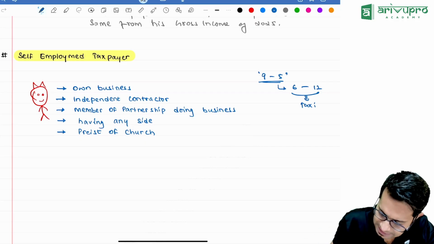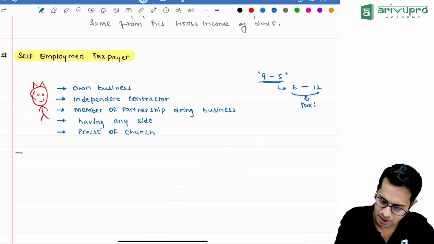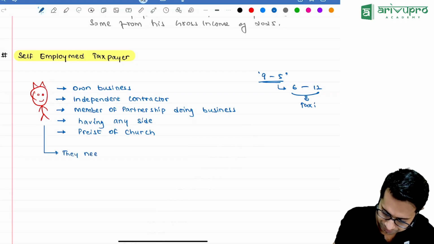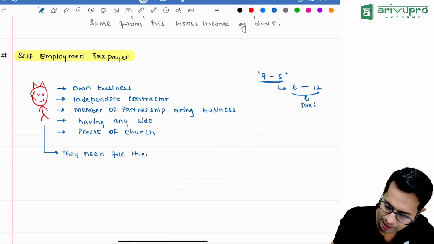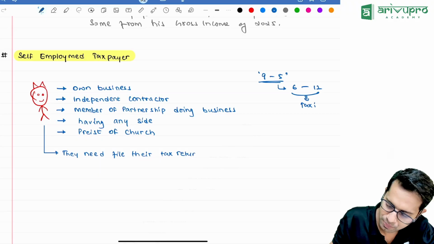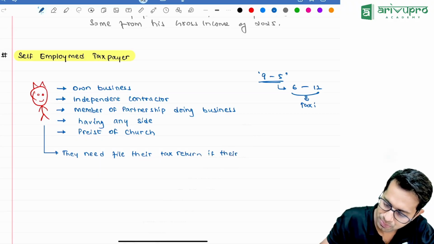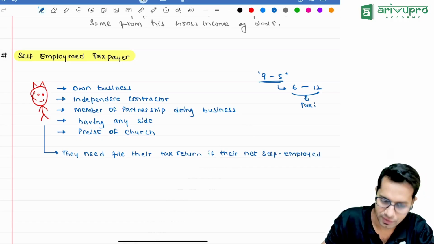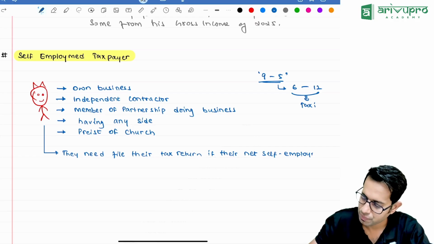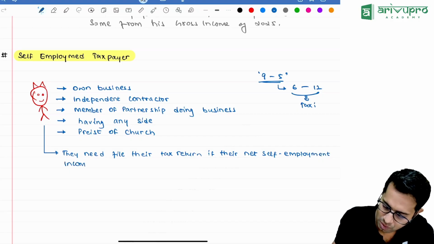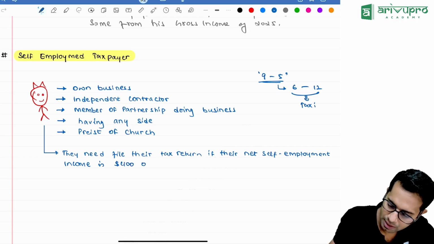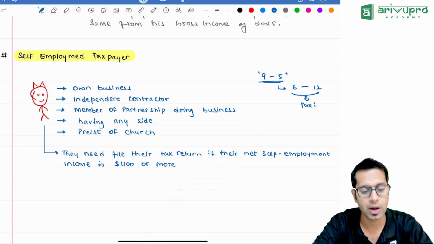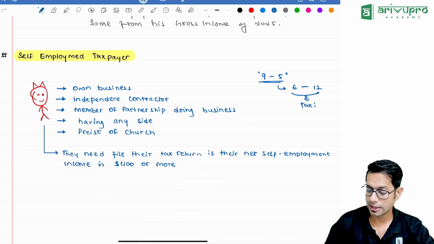Now, what the lawmaker says is, these people have to file their income tax return. When will they have to file their tax return? The lawmaker says they need to file their tax return if their net self-employment income is $400 or more. If their net income from self-employment is $400 or more, then they will have to file their tax return.